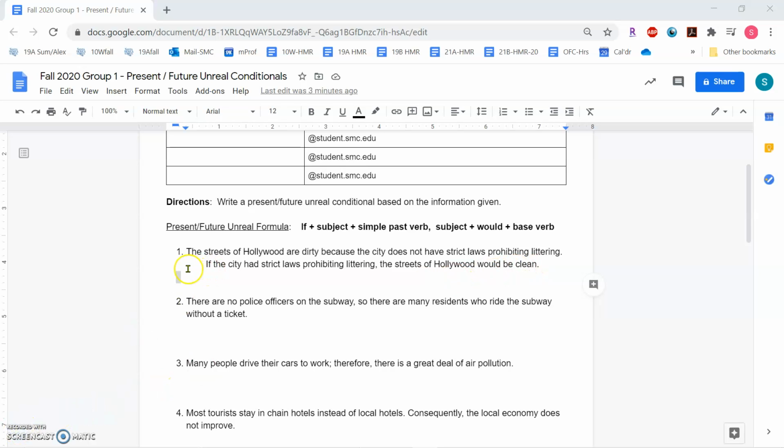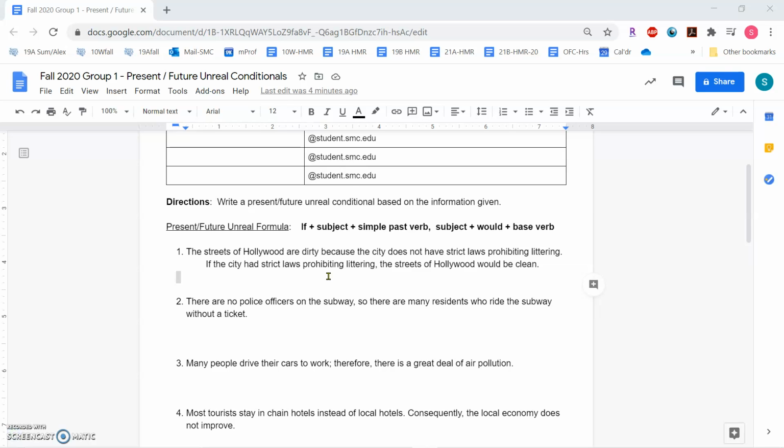So let's read our sentences again. The original sentence: the streets of Hollywood are dirty because the city does not have strict laws prohibiting litter. So not a good situation. We want to imagine an opposite, maybe, or better situation. If the city had strict laws prohibiting litter, the streets of Hollywood would be clean.